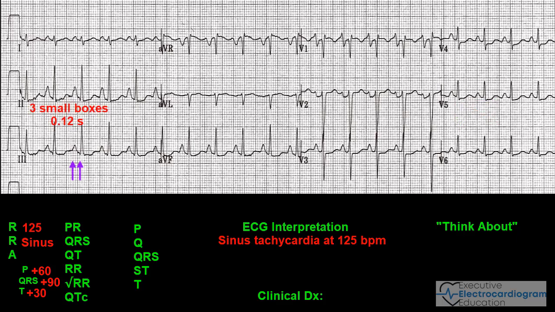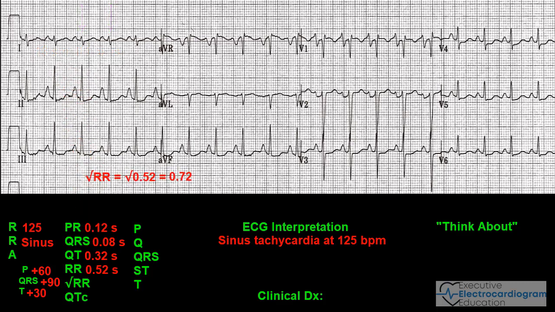Intervals. The PR interval is approximately 3 small boxes long, or 0.12 seconds. This is normal. The QRS interval is 2 small boxes, or 0.08 seconds, which is normal. The QT interval is 8 small boxes. 8 small boxes times 0.04 seconds is 0.32 seconds. The RR interval is 13 small boxes, which is 0.52 seconds.